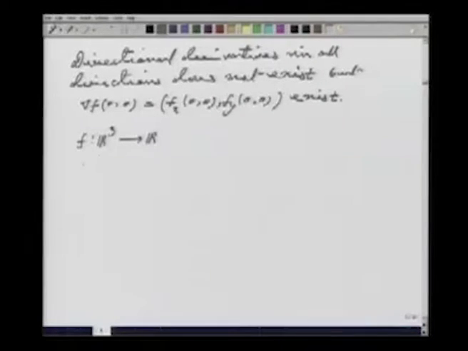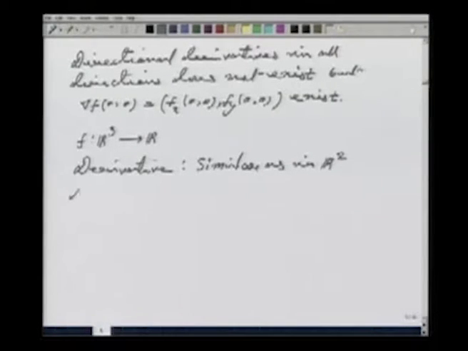So the definition of derivative is similar to that in R^2. So is the directional derivative.